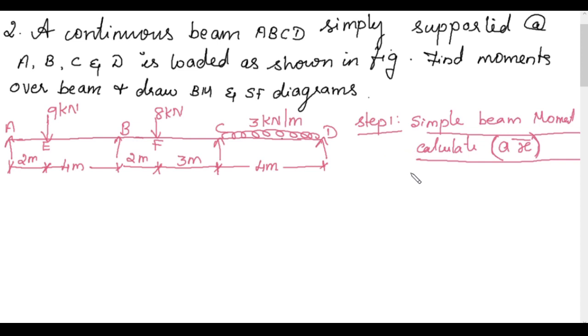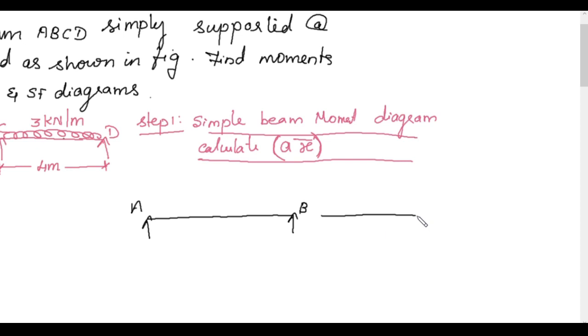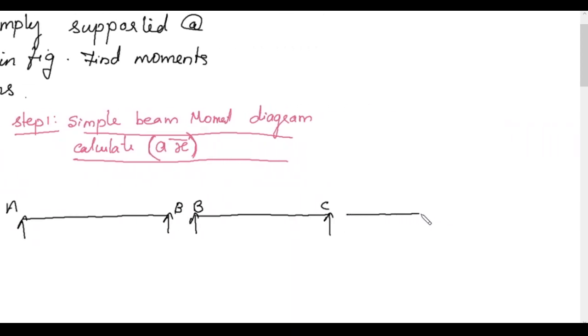So for drawing the simple beam moment diagram, that means by considering all the supports as simple supports, we have AB, BC and CD. We will draw the diagram. So we have AB, considering all the supports as simple supports. Then we will have BC, all supports simple supports, and also we will have CD. All these supports are simple supports.